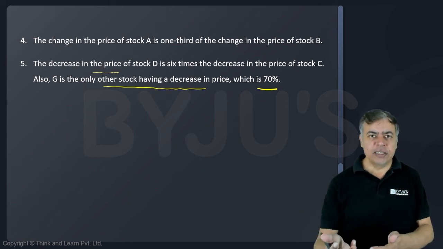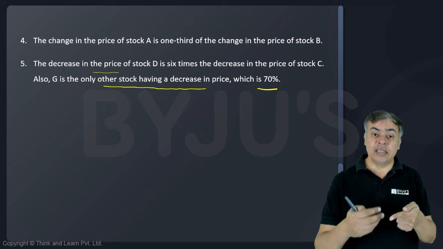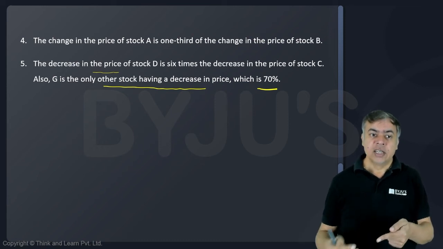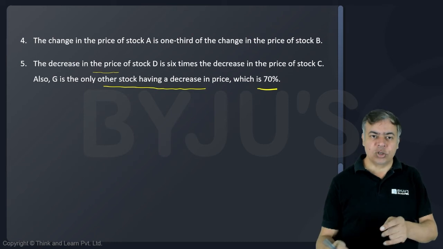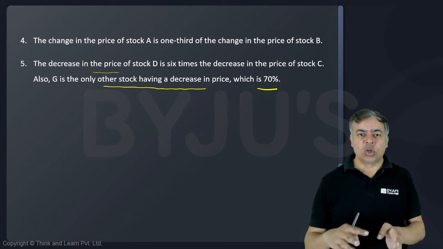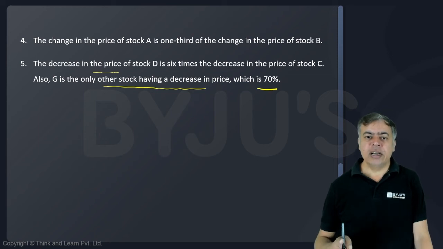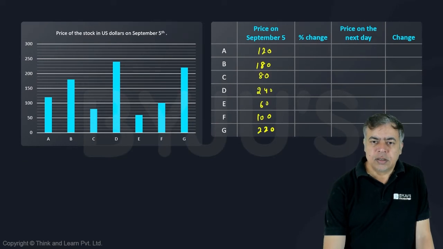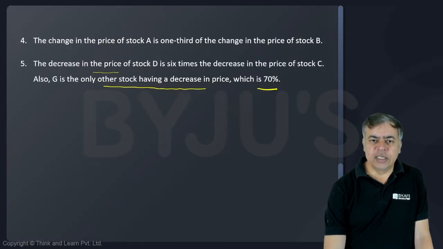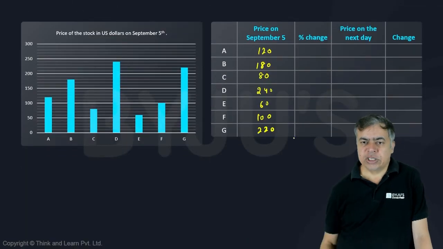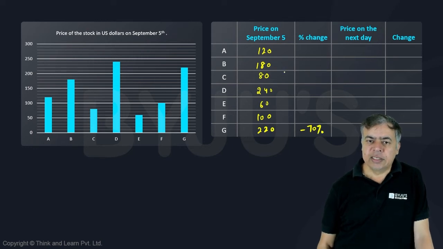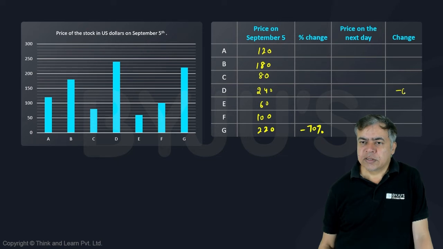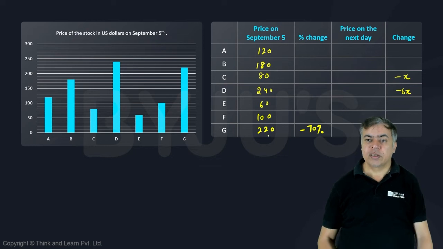Others must be increasing, because it is written decrease in D is 6 times the decrease in C. Also, G is the only other stock having a decrease. So there are only these three stocks which have decreased. So D, C and G. G is 70% and D is 6 times C. Okay. Here it is, G is 70%. Okay, G is 70% decrease. Right. And D and C, D is 6 times, because this is the change he is talking about, right? 6 times.